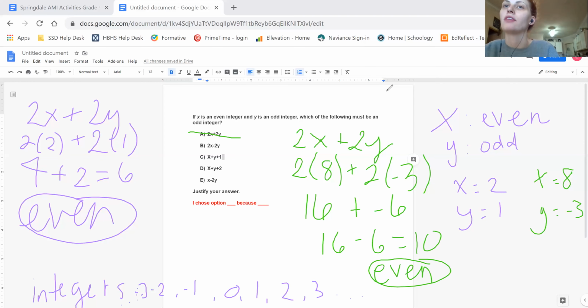So I'm going to have you do B, C, D, and E. And then at the end, justify your answer: I choose option blank because blank. Write a full sentence to show which one is the correct answer.